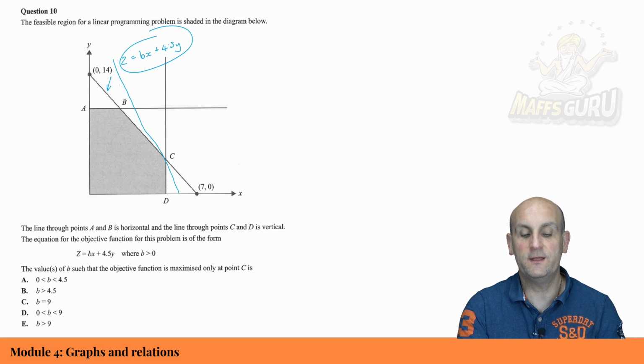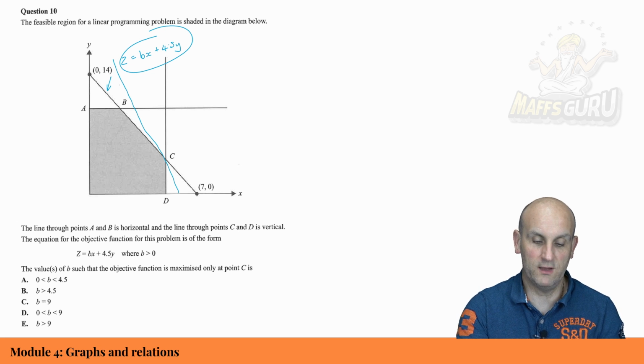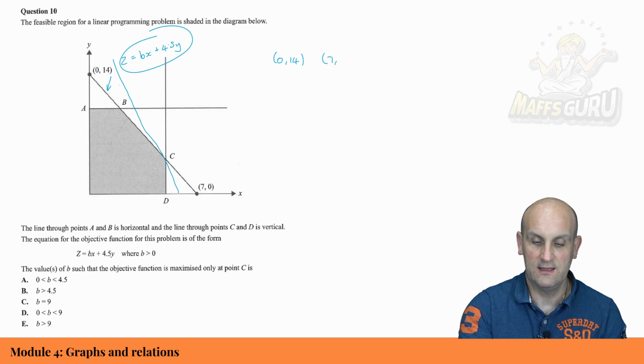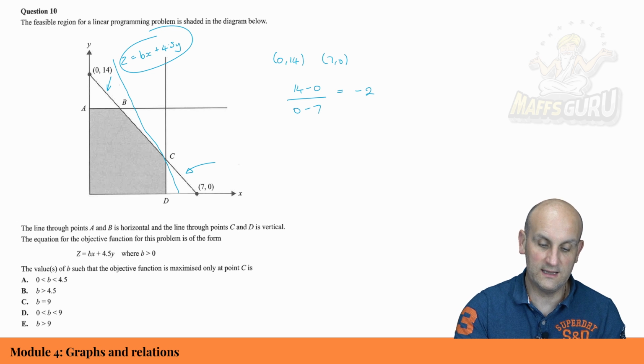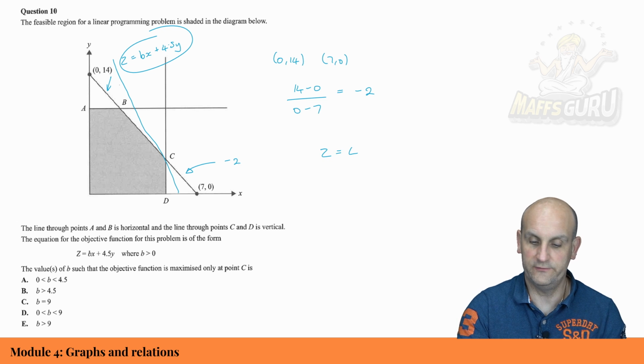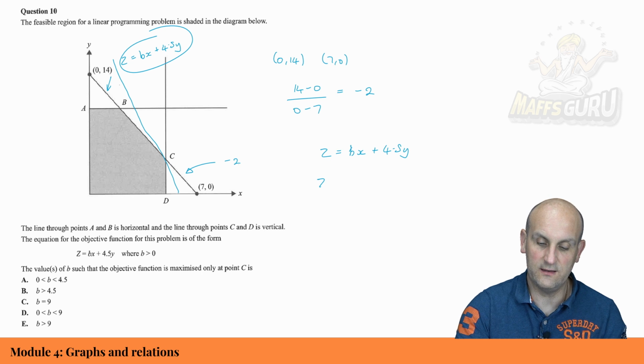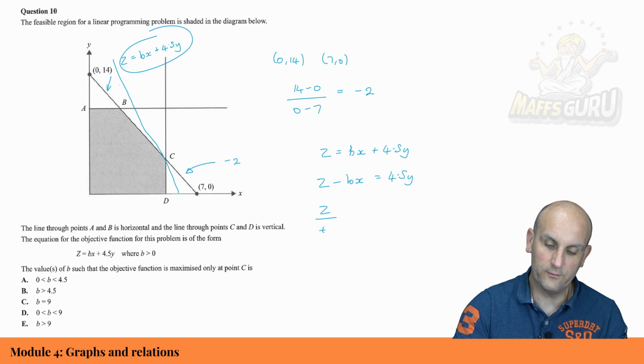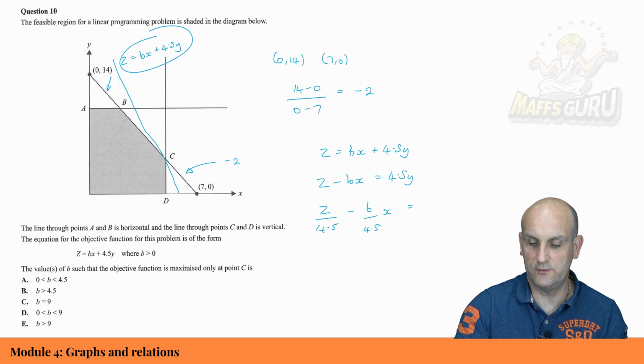So again, we can find the gradient of that line because we can do rise over run. We've got two coordinate points, 0, 14, and 7, 0. So if we do 14 minus 0 divided by 0 minus 7 gives me -2. So we know the gradient of this line here is -2. We can rearrange our objective function, bx plus 4.5y. We can rearrange this to give z minus bx equals 4.5y. And z divided by 4.5 minus b on 4.5x is equal to y.